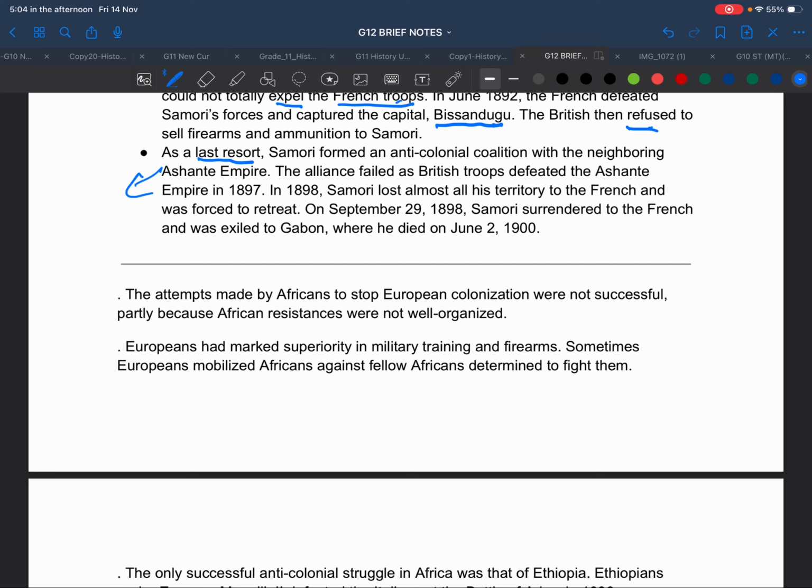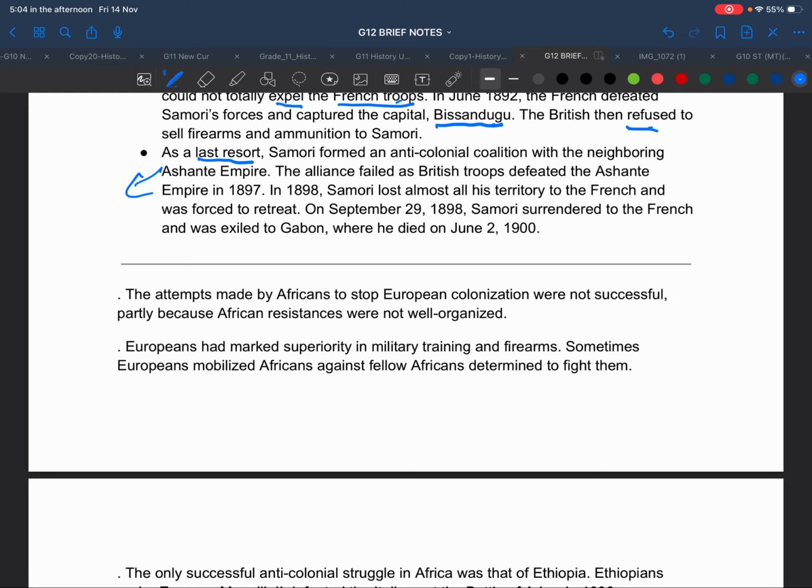In 1898, Samori lost almost all his territory to the French and was forced to retreat. He almost surrendered, but instead of giving himself up totally, he retreated back. On September 29, 1898, Samori surrendered to the French and was exiled to Gabon.